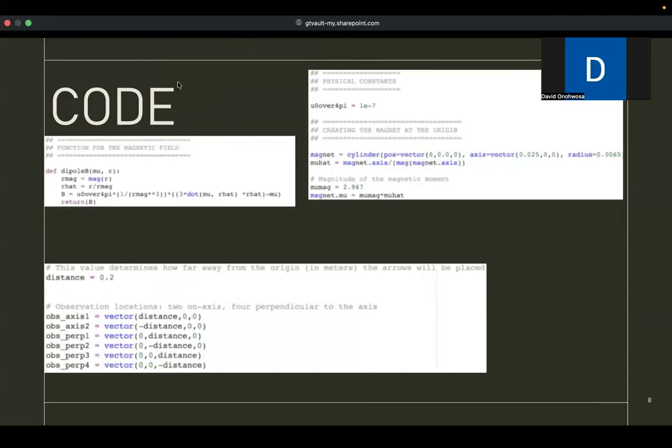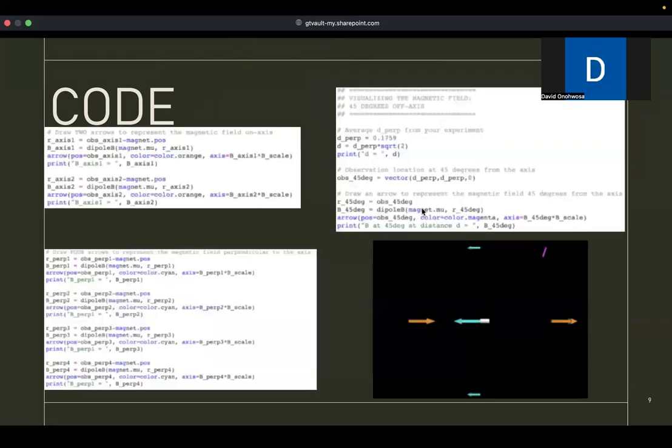So for the code, we just initialized some things here, and then created our axes, two on axis and four perpendicular, and then set up our dipole moment. And here we're just creating arrows to represent the different magnetic fields, which you can see here.